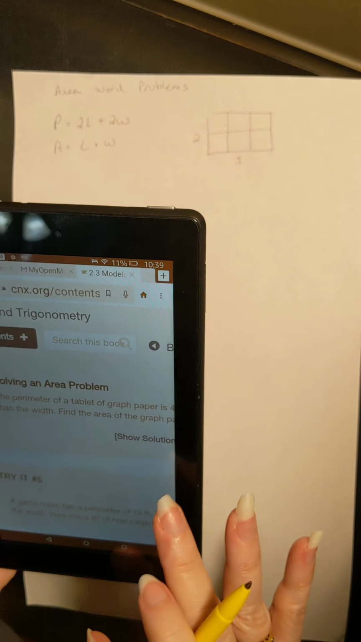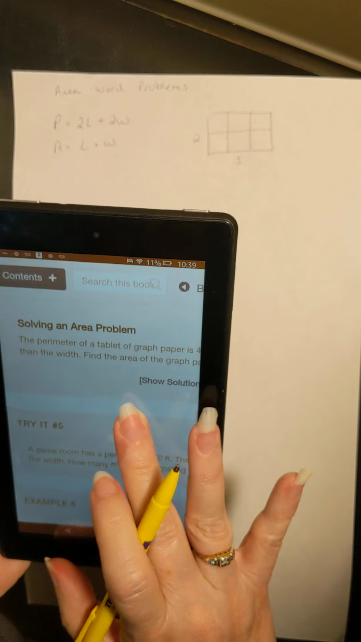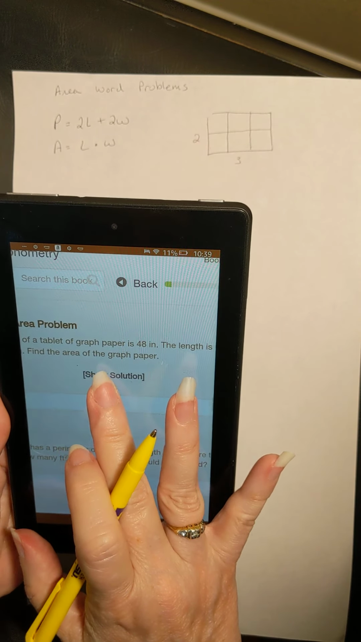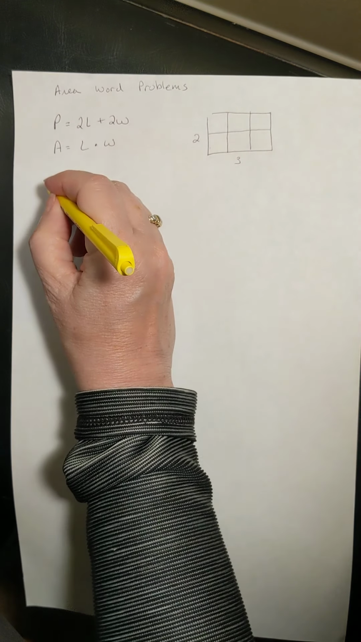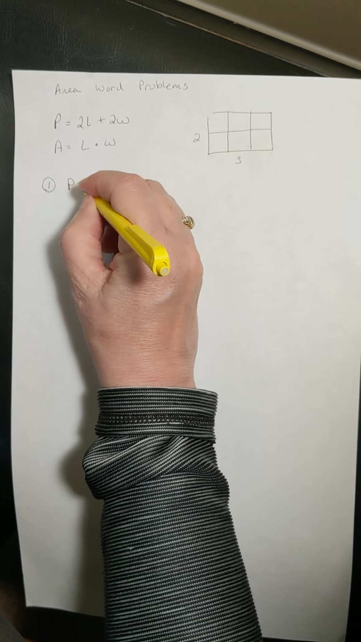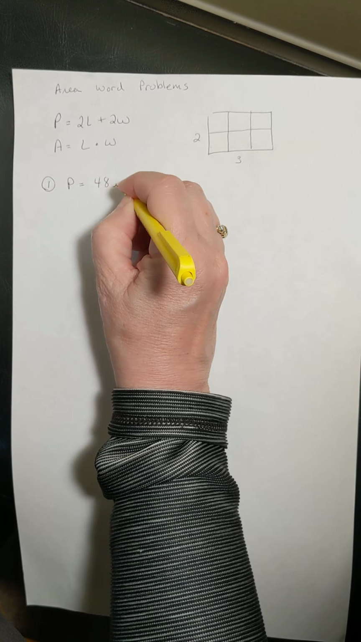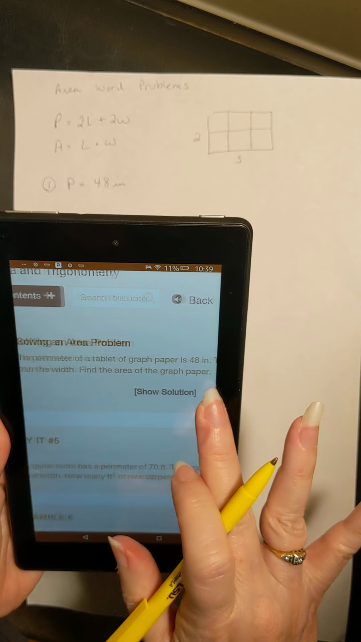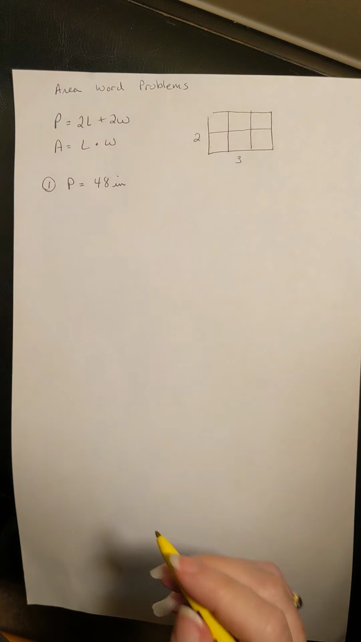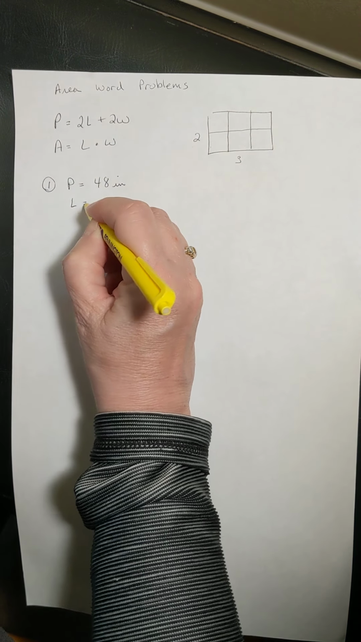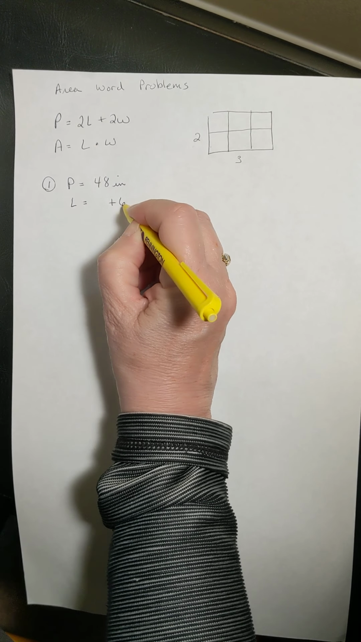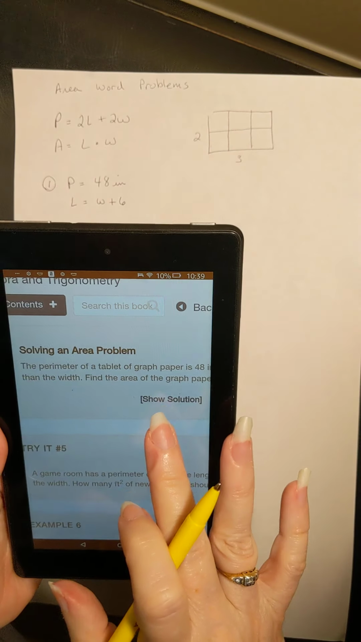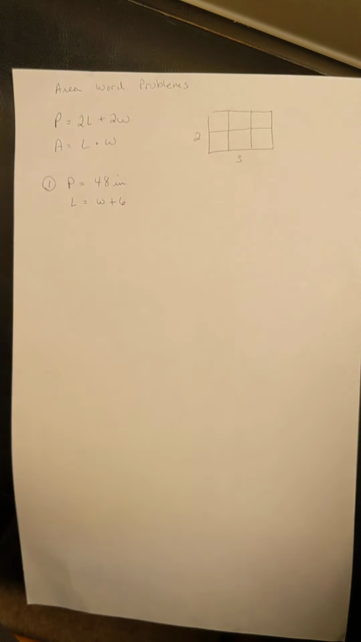So it says the perimeter of a tablet of graph paper is 48 inches. Okay, so problem number 1, perimeter is equal to 48 inches. So I'll write that down. The length is 6 inches more than the width. So the length is 6 inches more, so that means add 6 inches to the width. Then it says find the area of the graph paper.